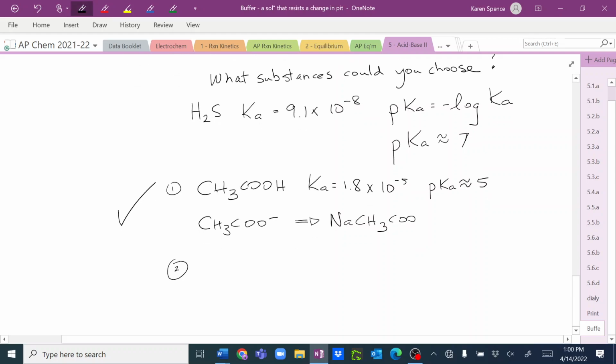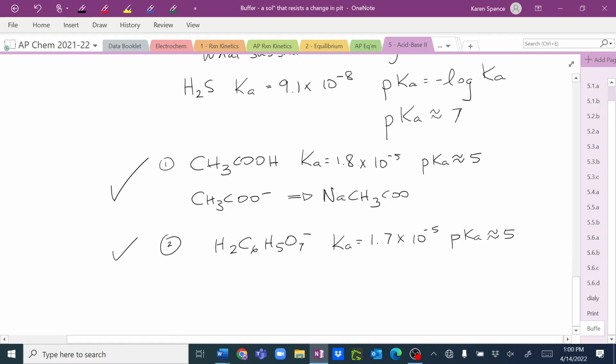Okay, so this would be a good choice. We could also choose the dihydrogen citrate ion. It's just got kind of a big formula, but that's okay. H2C6H5O7 minus. And its Ka is 1.7 times 10 to the minus 5, so its pKa will also be really close to 5. And so that is also a good choice.